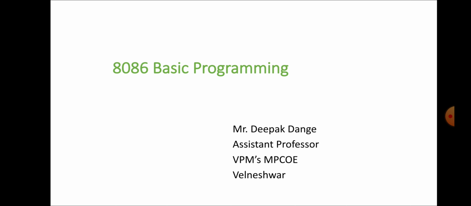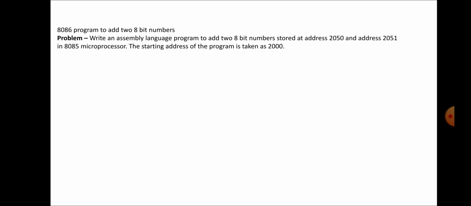Okay. So let's start. First we'll go for the 8086 program to add two 8-bit numbers. So very basic program we will start today. What is the program statement exactly? Write an assembly language program to add two 8-bit numbers stored at address 2050 and address 2051.